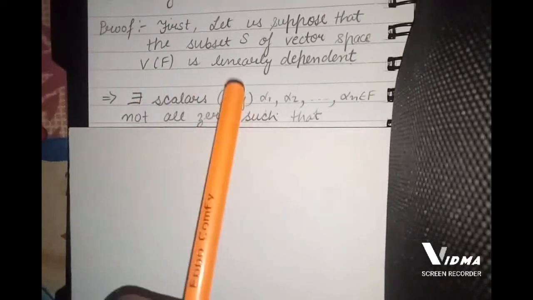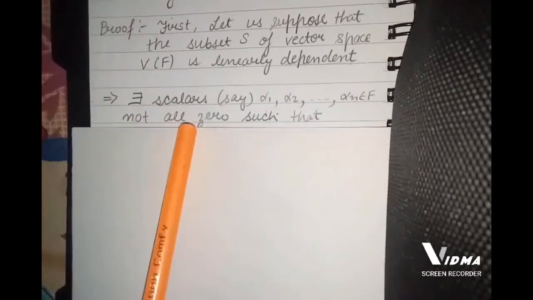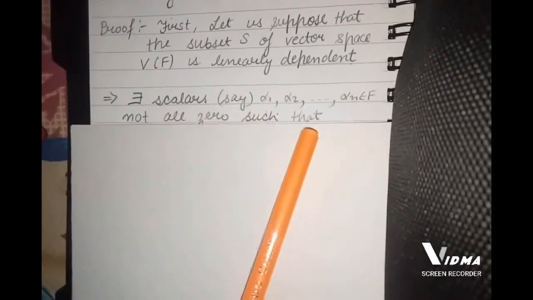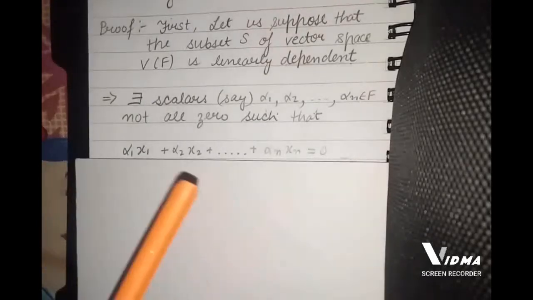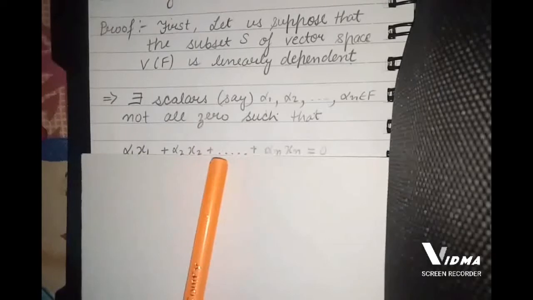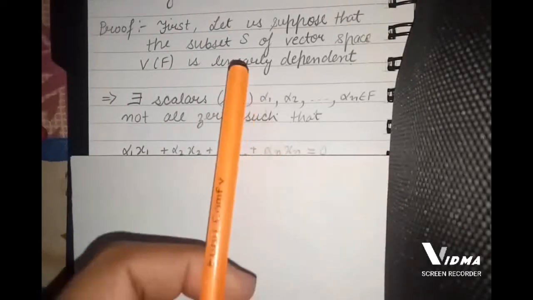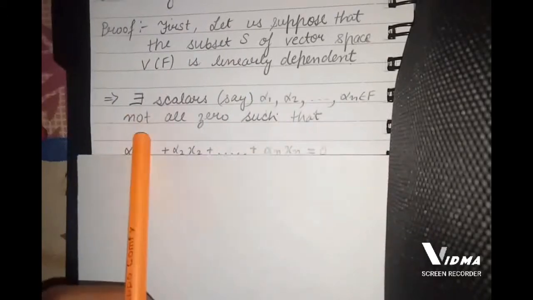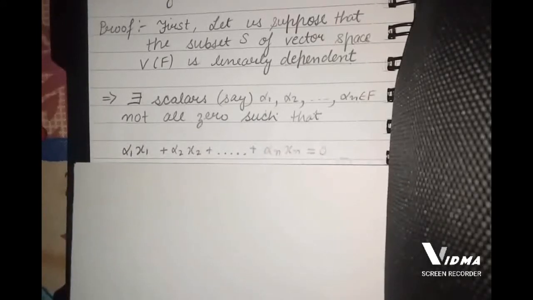So there exist scalars alpha 1, alpha 2, so on up to alpha n belonging to F, not all 0, such that this equation holds. That is, alpha 1 x1 plus alpha 2 x2 plus so on up to alpha n xn equals 0, when we have considered the scalars such that they are not all 0. That means we have at least one scalar which is non-zero, right? So consider this as the first equation.